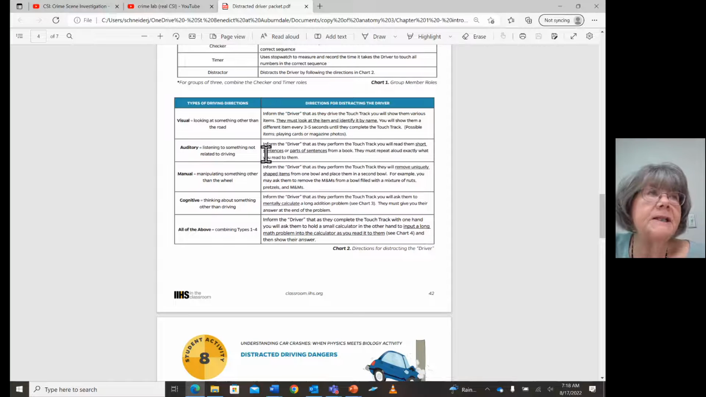Auditory: they're going to read a section and you have to repeat that section to them for accuracy, while making sure you're staying on track on your touchpad. Do it 3 times. Manual: you can have something like Chex Mix and pick out the pretzels, or some objects mixed together with a different tactile sense, and pull those out while you're driving. Do that 3 times.